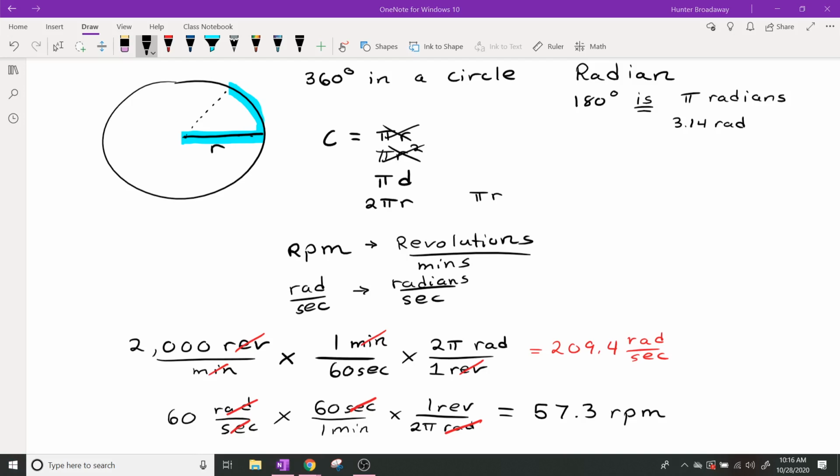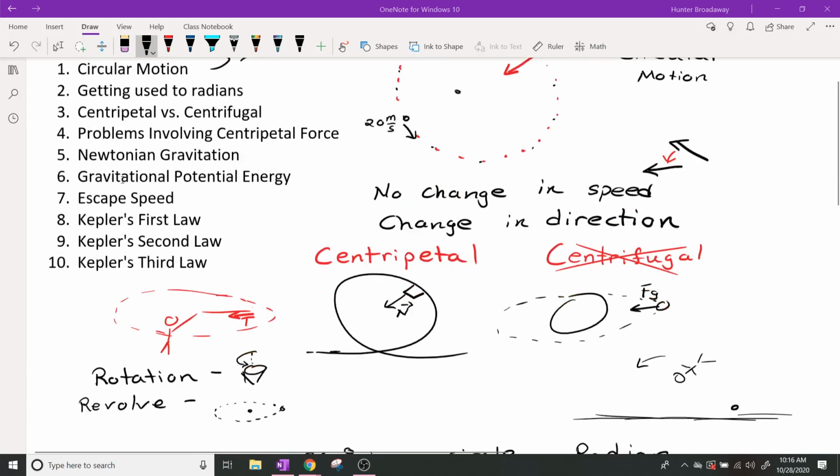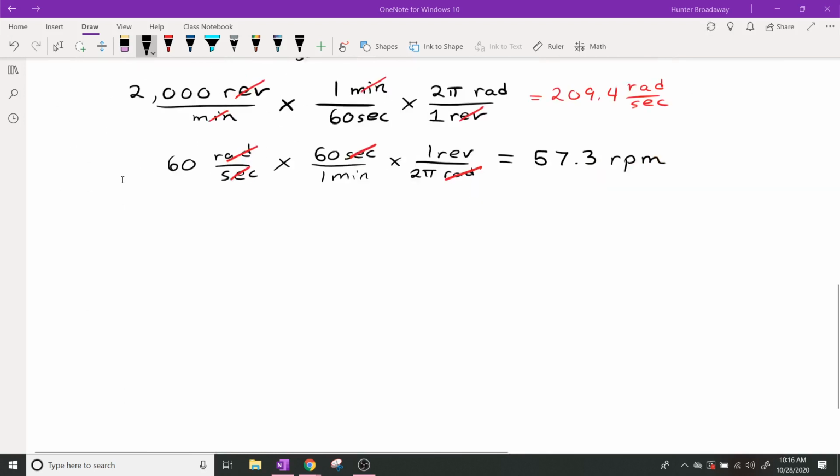Next in line, I think we want to talk a little bit about acceleration. Oh, I already did centripetal versus centrifugal. Let's go ahead and talk about centripetal acceleration. We got about 13 minutes. So, centripetal acceleration.